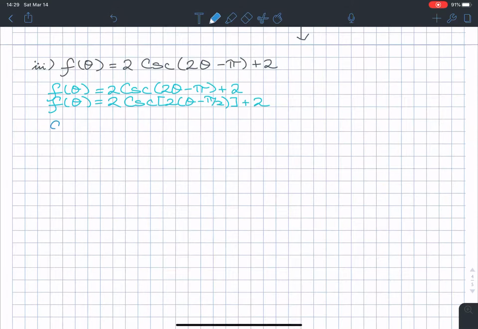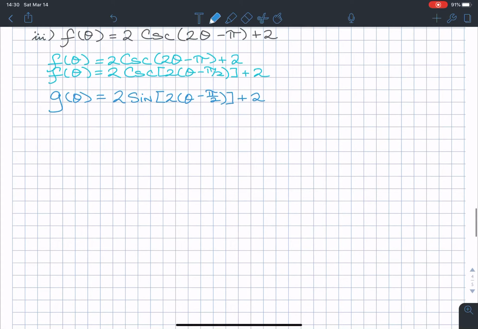So I'm going to consider g of theta equal to 2 sine of the quantity 2 theta minus pi over 2 plus 2. So what is the amplitude here? Well, the amplitude is 2.